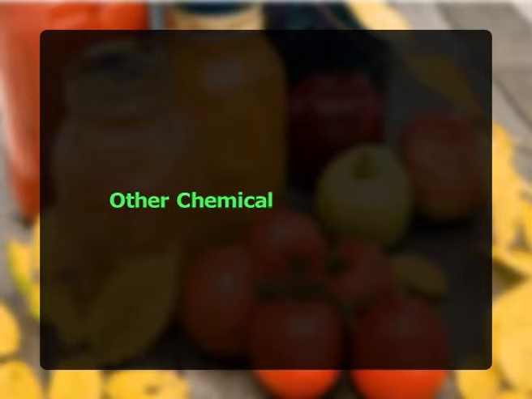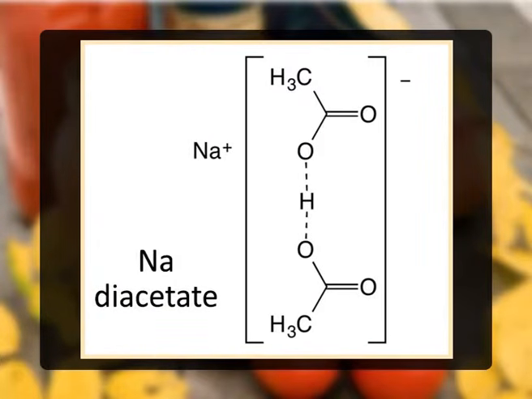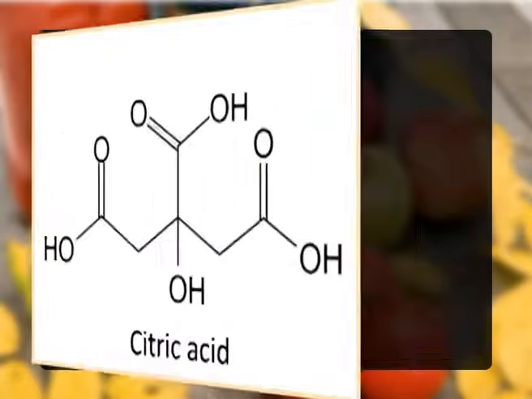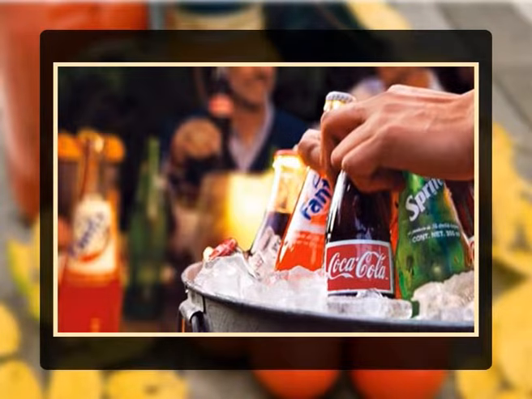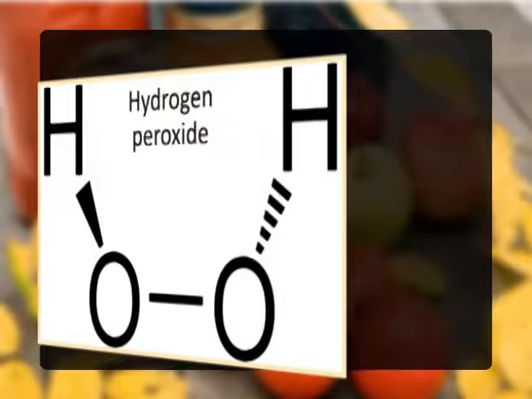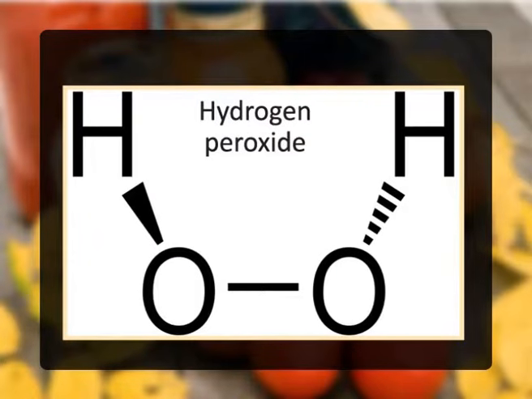Towards the end, let's talk about other chemical preservatives. For example, there is sodium diacetate, which is a derivative of acetic acid. It's used in bread and cakes to prevent moldiness. Organic acids such as citric acid exert a preserving effect on foods such as soft drinks. Hydrogen peroxide is another chemical that has received limited use as a food preservative.